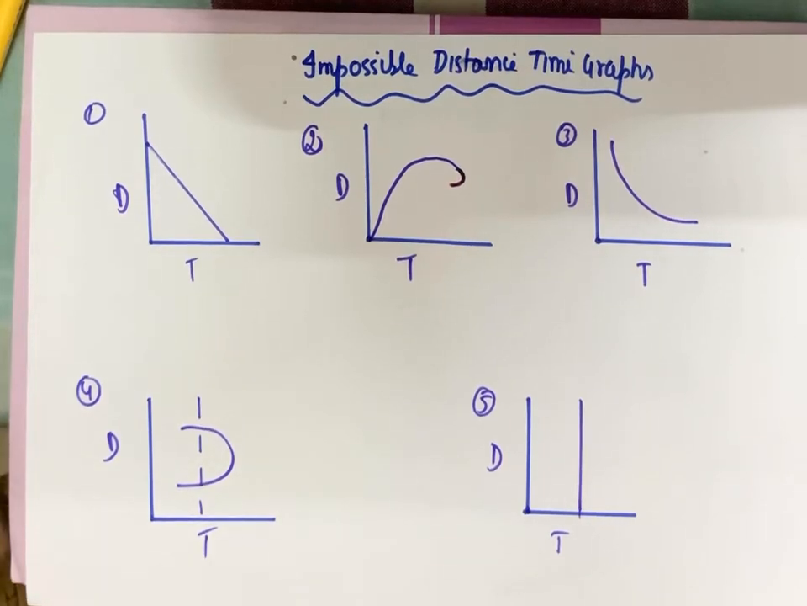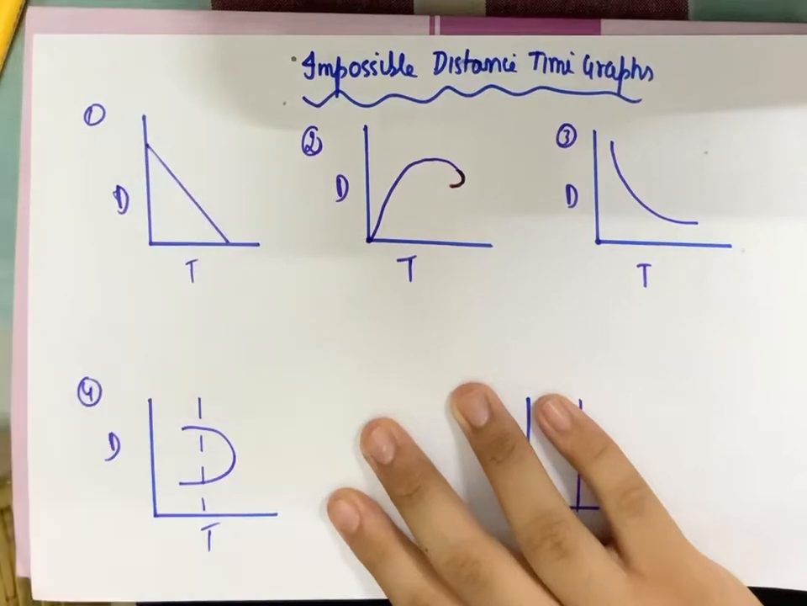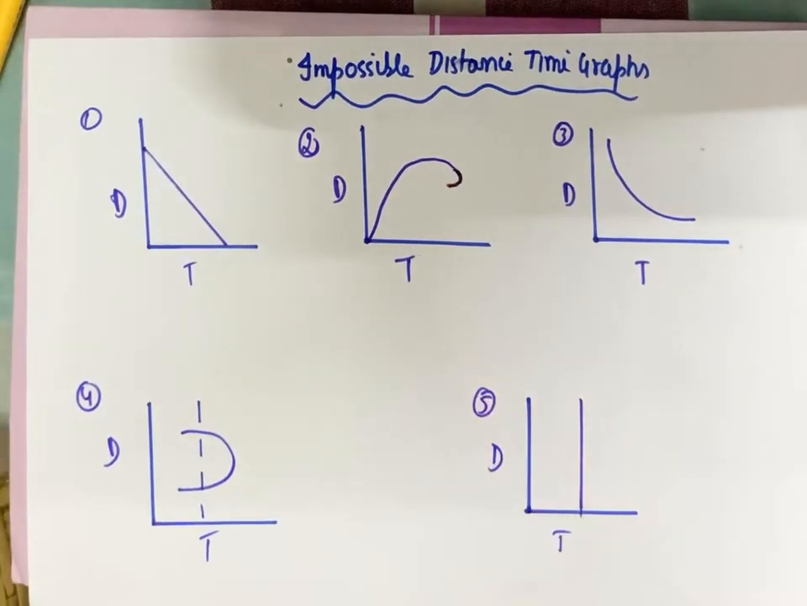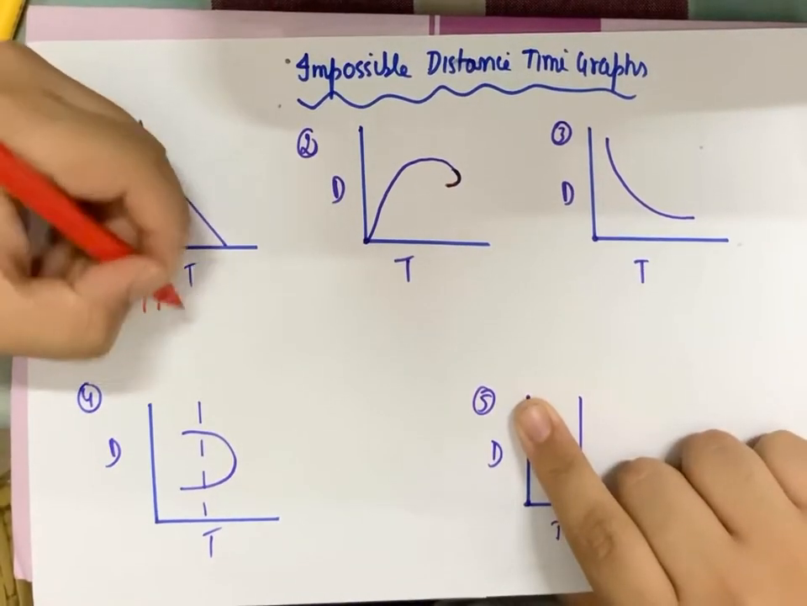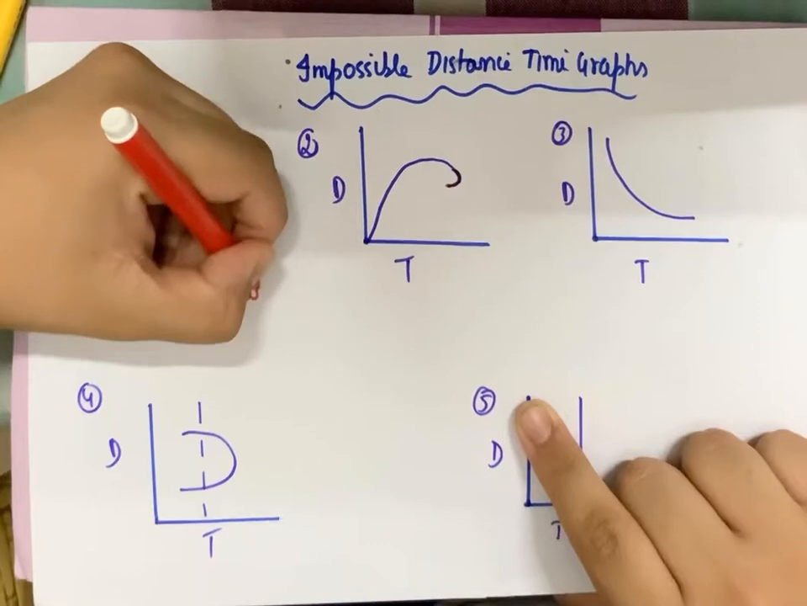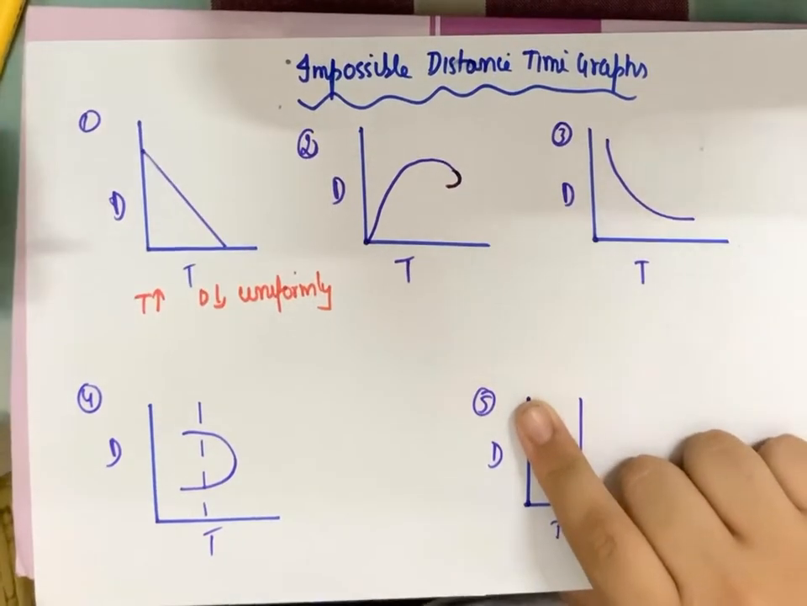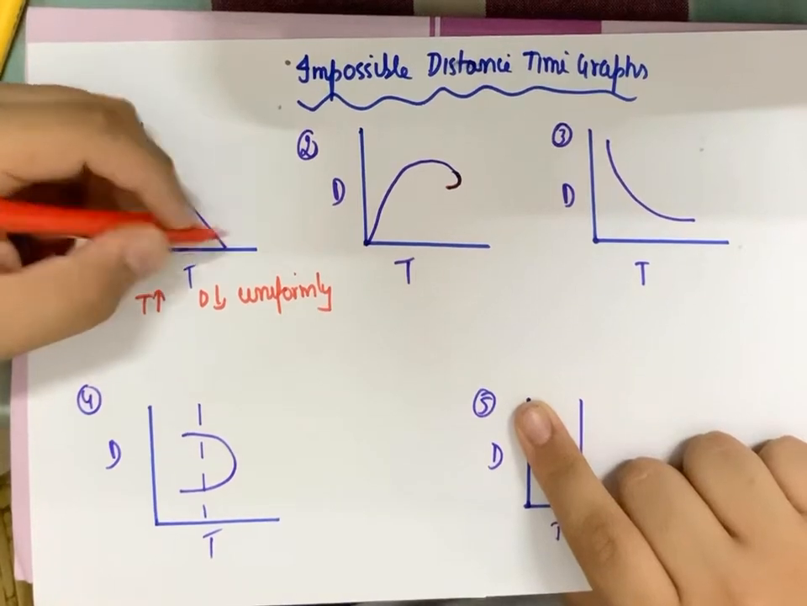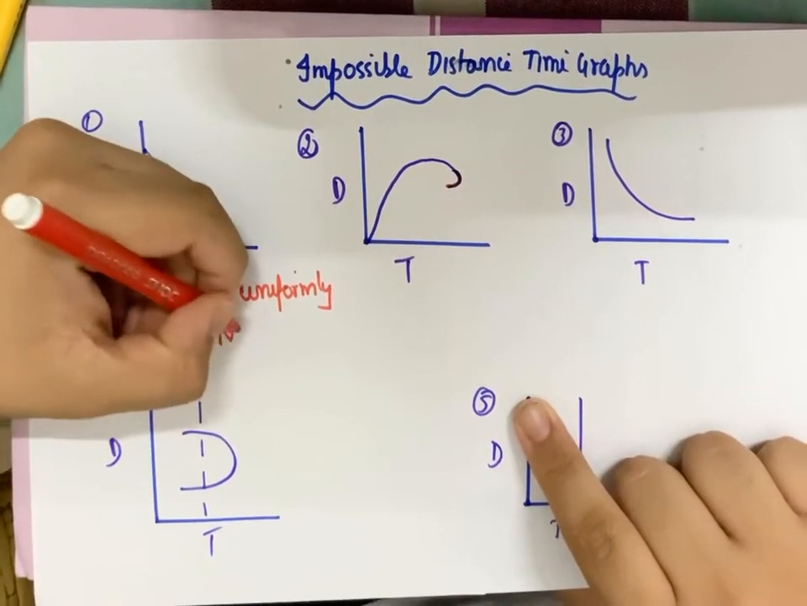Coming to the first case now. In the first case, what I am getting is, this is a case of uniform decrease of distance with respect to time. Okay, time is increasing, t is increasing, and distance is decreasing uniformly. Now there is one thing which is impossible here. Time can increase, distance can decrease. Can distance decrease? No, this is not possible.